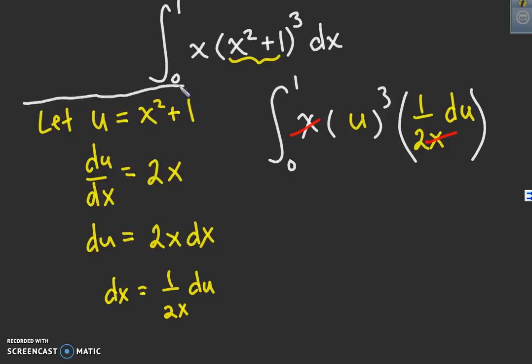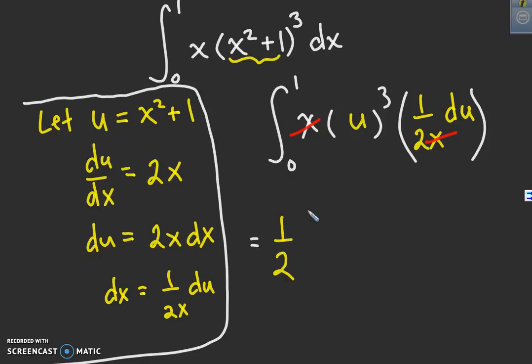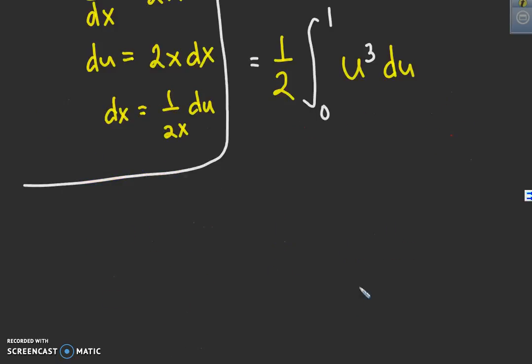So we have the 1/2 that comes out, 0, 1, the u cubed and the u. Now, before we go ahead and integrate this, we need to change the limits.